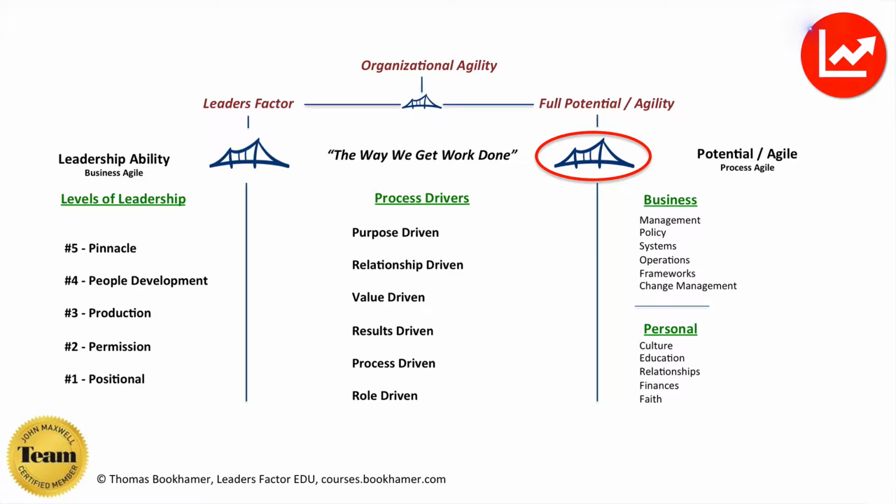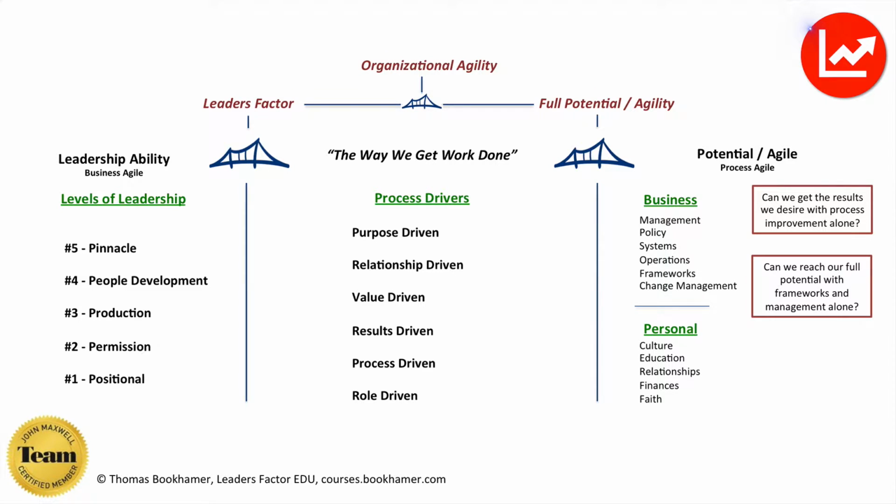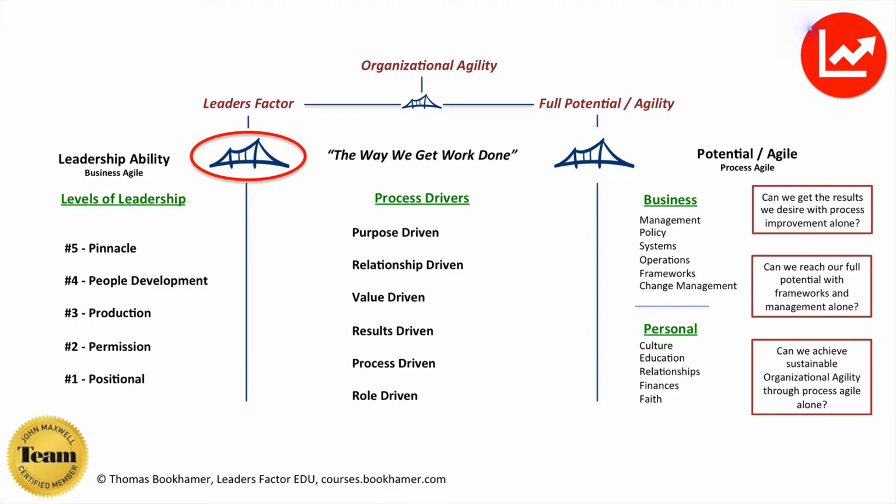All right, so let me ask you 3 questions. Can we get the results that we desire with process improvement alone? Can we reach our full potential with frameworks and management alone? And then lastly, can we achieve sustainable organizational agility through process agile alone? So we've been working on the process side. We have great frameworks. I want to talk to you about the Leaders Factor side. This is aligning business agile now with the way we get work done.